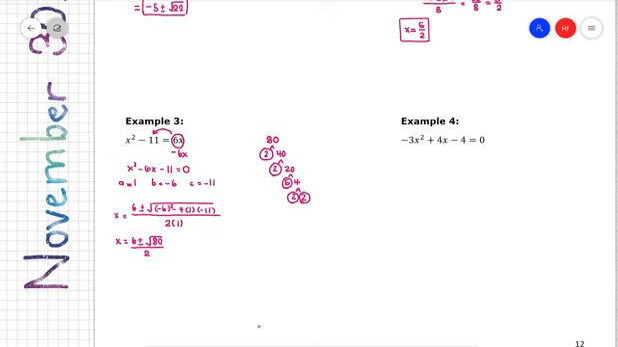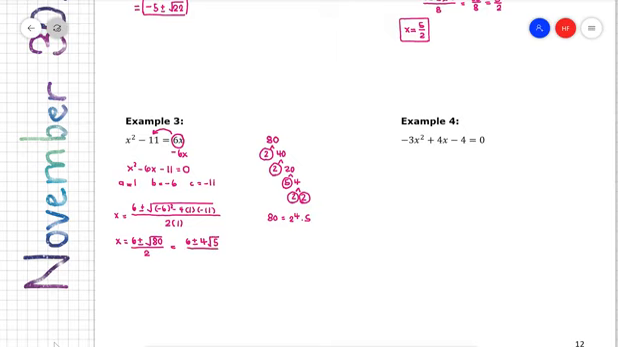So if you use a factor tree, you would get that 80 equals 2 to the 4th times 5. So I'm going to take out 2 pairs of 2's, leaving that 5 on the inside. So we've got 6 plus or minus 2 pairs of 2's would be 2 times 2, so 4, square root of 5.